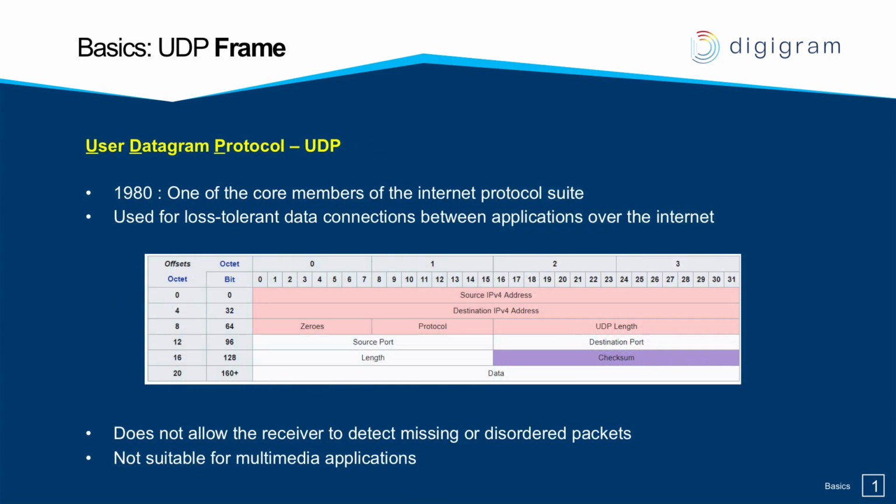With the internet and with IP audio, before we had the ability to do audio over IP, we were just doing basic computer or loss-tolerant connections, and this is called UDP, User Datagram Protocol. In 1980, it's one of the core members of the Internet Protocol suite, and it's used primarily for loss-tolerant data. If you've ever worked over the internet, done remote desktop or something like that, the mouse gets a little staggery or you lose connection momentarily, but you tolerate it because it gets you through the moment. But it's not going to allow the receiver to detect missing or disordered packets, and it's not suitable as a protocol for doing multimedia over the network.